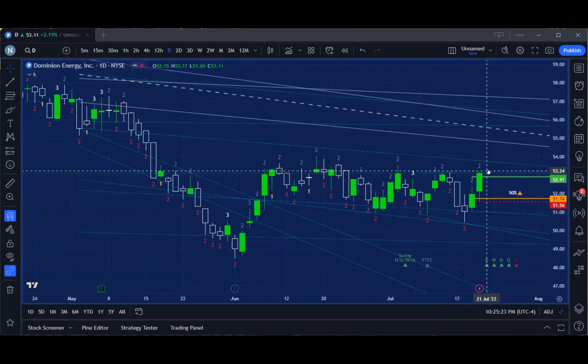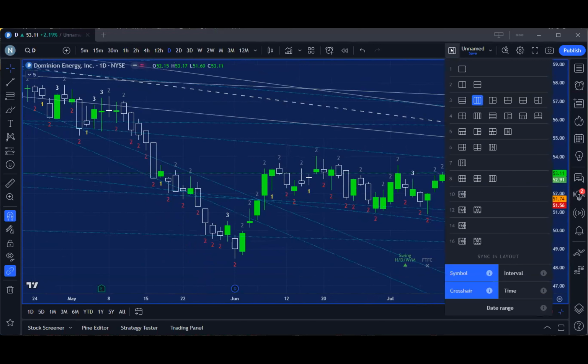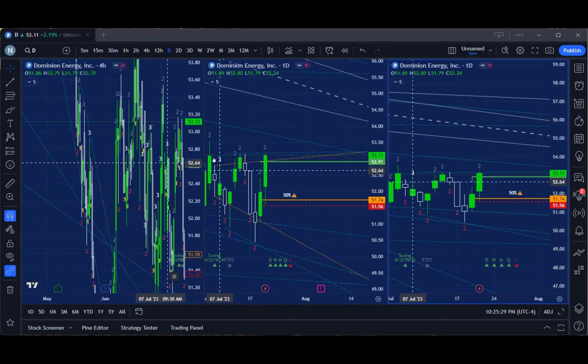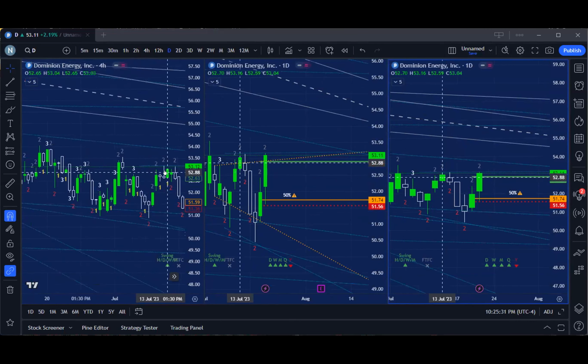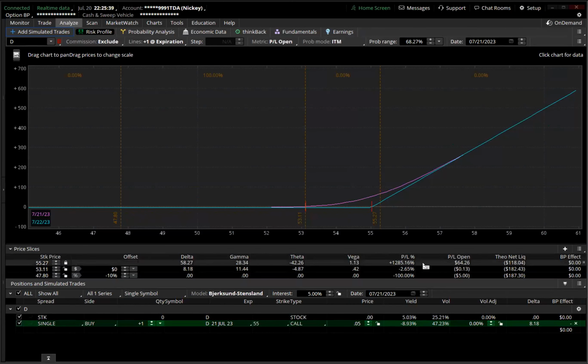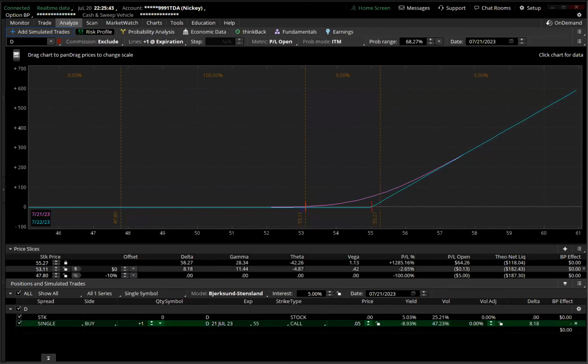Cool. Did you pick out or did you analyze any contracts for this play, Goose? See what they were looking like by chance? So the 55 call at 55.27 at that weekly BF, that's 1,285%. Perfect. The same thing I got yesterday. Nice. Let's see what else you were able to share with us tonight.